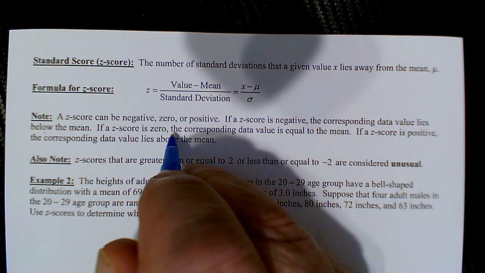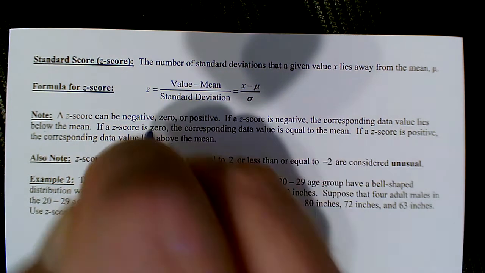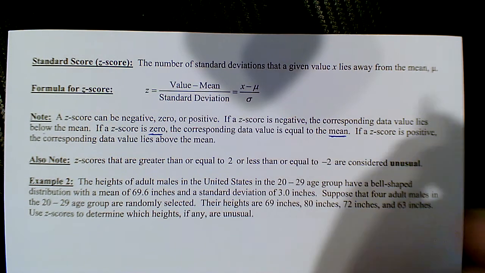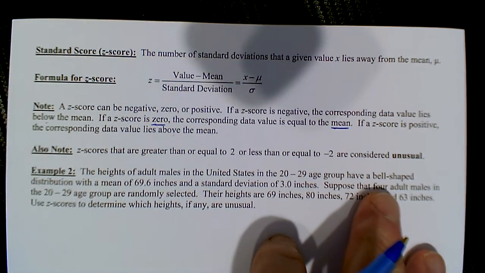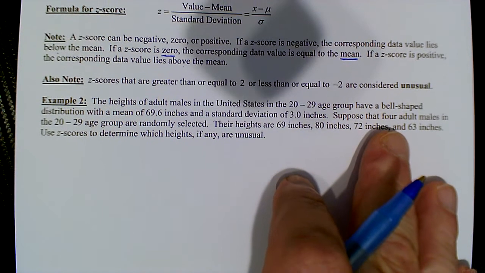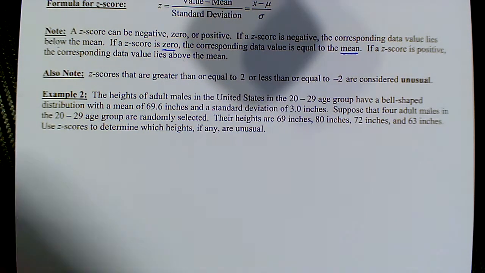And because of the empirical rule, you might recall the 68, 95, 99.7 rule. Since 95% of the data lies between two standard deviations above and below the mean, when we calculate z-scores that are either greater than 2 or less than negative 2, we say that they're unusual.